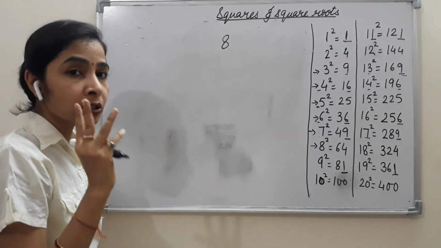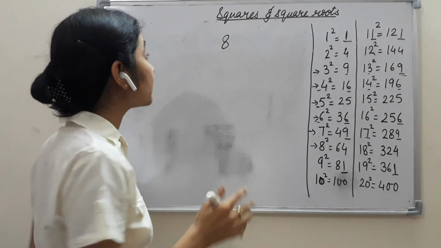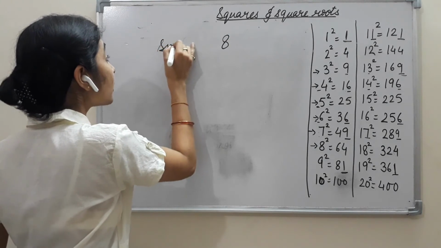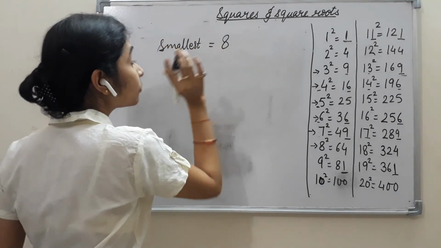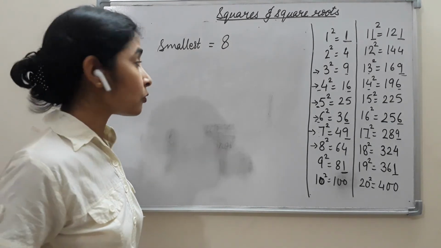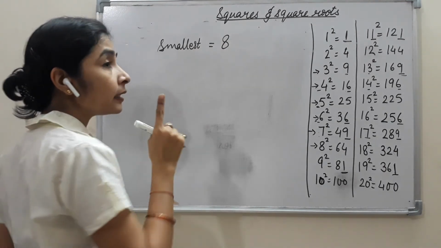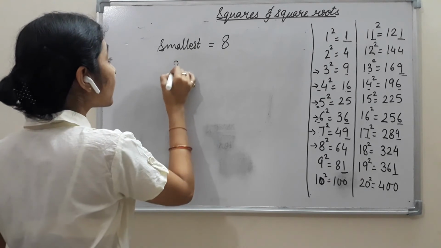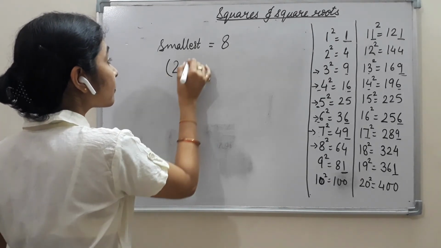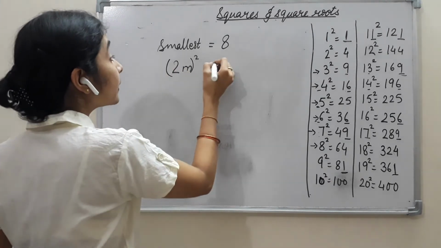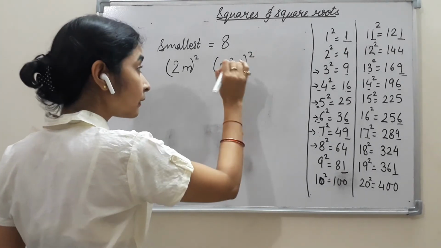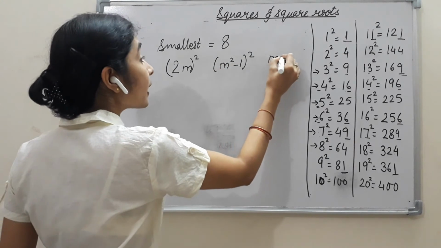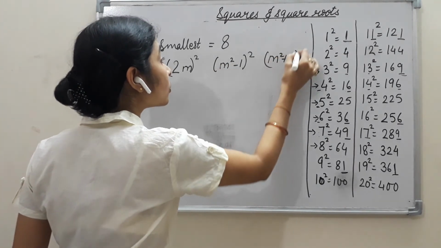In a Pythagorean triplet, it is a triplet, so 3 members will be there. We are given that the smallest member is equal to 8. Now the other two we are supposed to find. Which are the other two? We already know with the help of the formula that the other two are 2m square. Okay. The next one is m square minus 1 whole square. Okay. And the third one is m square plus 1 whole square.